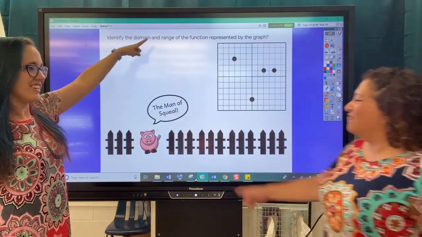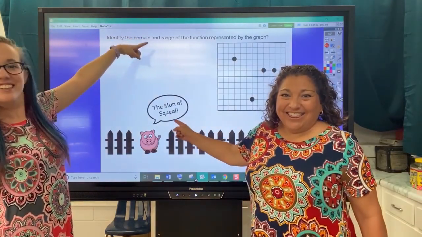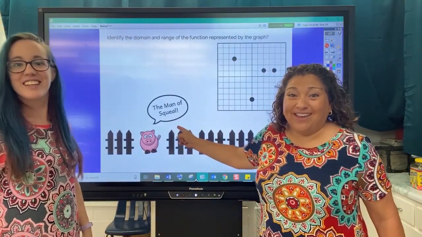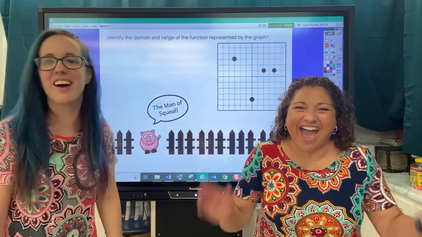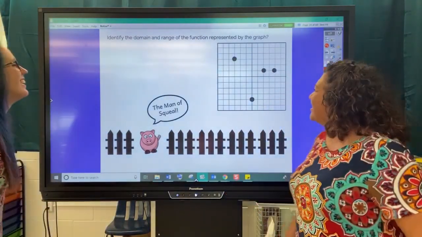But first, we know now that what do you call when you cross a pig with Superman? The Man of Squeal. Had to wait so long. That was awesome. I love it.